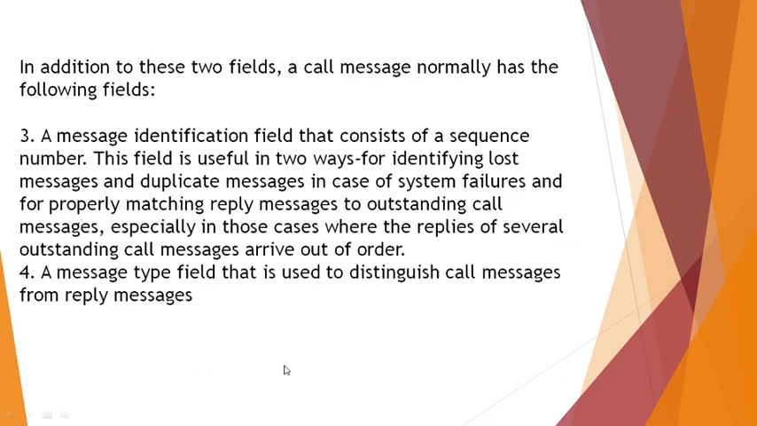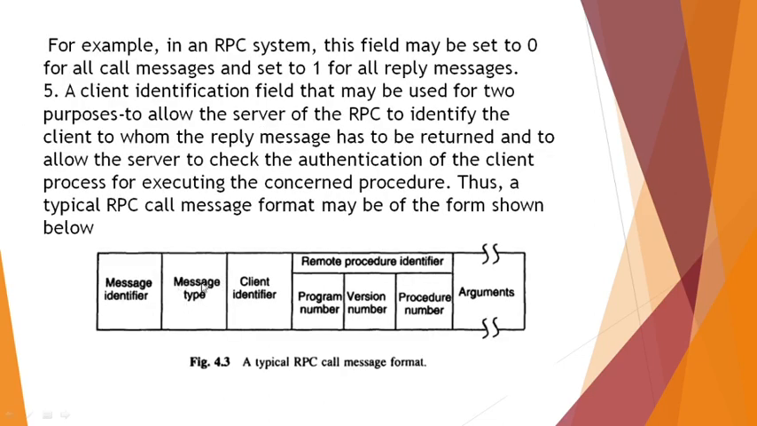The next is a message type field that is used to distinguish call messages from reply messages. This field tells whether it is a call message or a reply message from the server. This field may be set to 0 for all call messages. If the message type value is 0, then we can think of it as a call message sent by the client itself. If it is set to 1, then it is a reply message.